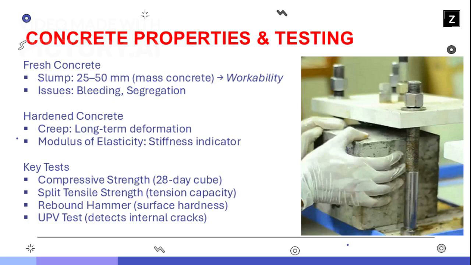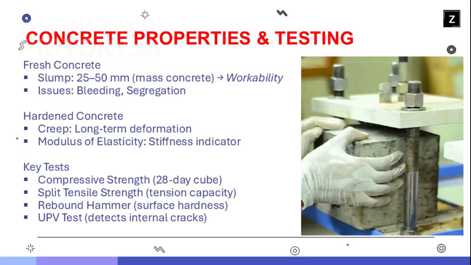Concrete properties and testing are essential for quality assurance. Fresh concrete slump test, workability, 25 to 50 mm for mass concrete. Problems like bleeding or segregation indicate poor mix. Hardened concrete creep, long-term deformation under sustained loads. Modulus of elasticity, measures stiffness, E equals constant times Fc to the power of 0.5.